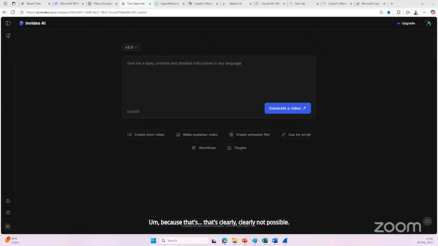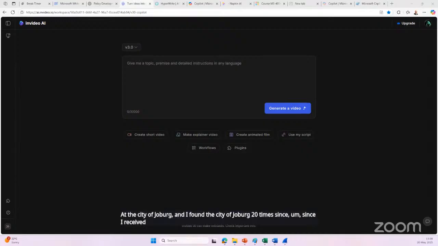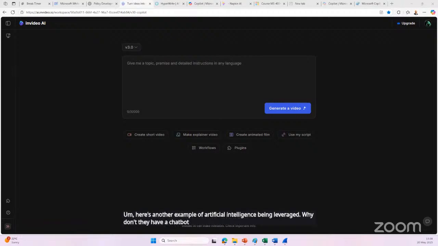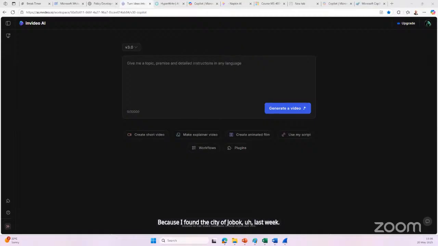The documentation is there somewhere at the city of Joburg, and I have phoned the city of Joburg 20 times since I received the documentation claiming that I owe them money. Here's another example of artificial intelligence being leveraged. Why don't they have a chatbot that I can interact with? Because I phoned the city of Joburg last week, Wednesday. I was online for half an hour and nobody picked up the call from the queue.